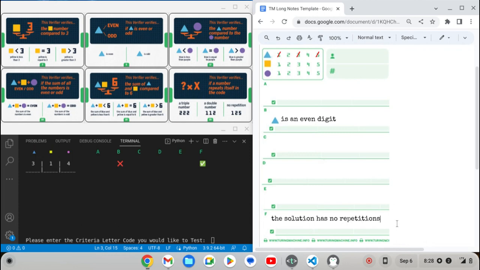Okay, so again, what that means is that all of our digits are unique. So we do have an even in triangle. We could still have an even for square or circle. We just don't know. Well, let's take a look at the next thing, criteria card D.